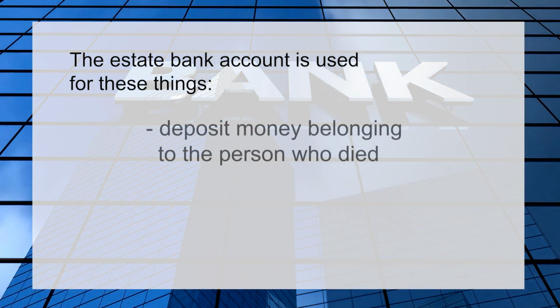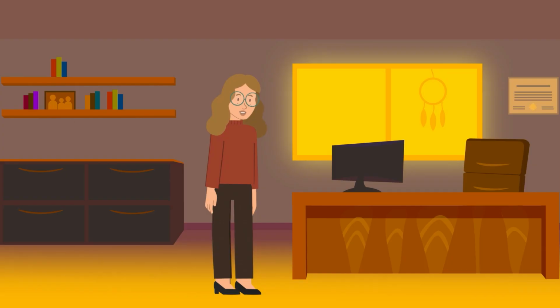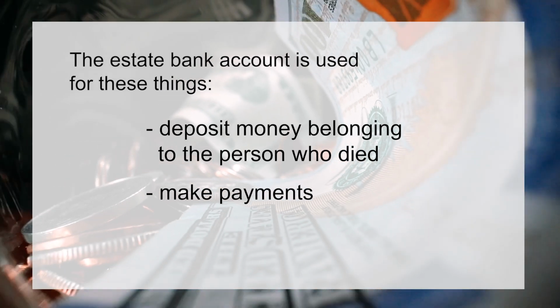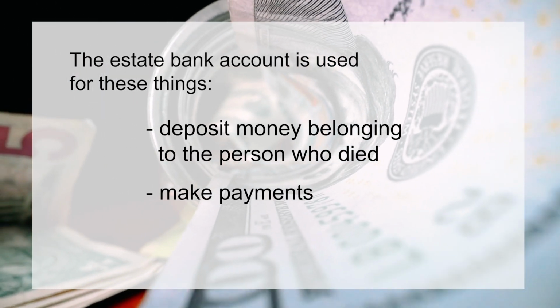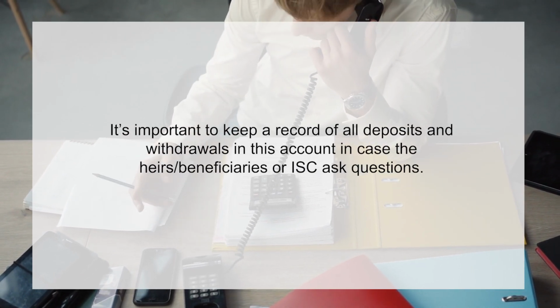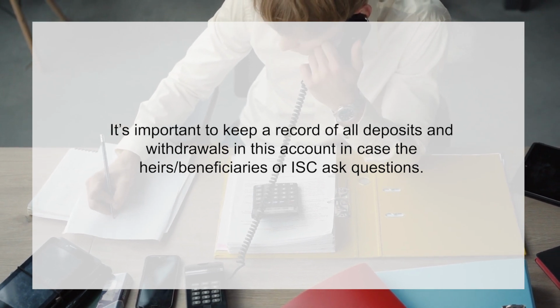1. To deposit money belonging to the person who died. For example, any money from the person's personal bank account, life insurance benefits, or other benefits. And 2, to make payments, for example, paying the debts or the bills of the person who died. It's important to keep a record of all deposits and withdrawals in this account in case the heirs or beneficiaries or Indigenous Services Canada ask any questions.